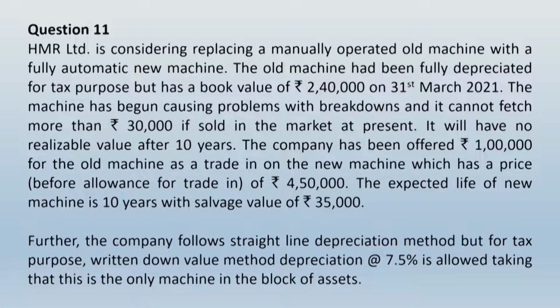It will have no realizable value after 10 years. The company has been offered rupees 1 lakh for the old machine as a trade-in on the new machine, which has a price before allowance for trade-in of rupees 4,50,000. The expected life of the new machine is 10 years with a salvage value of rupees 35,000. Further, the company follows the straight line depreciation method, but for tax purposes, written down value method depreciation at 7.5% is allowed, taking that it is the only machine in the block of assets.